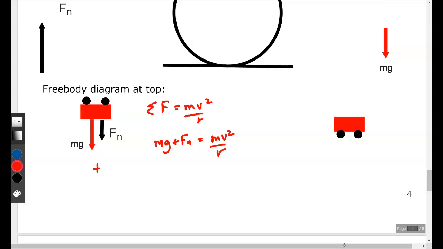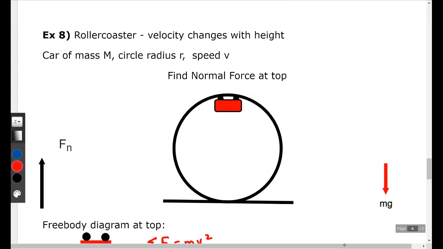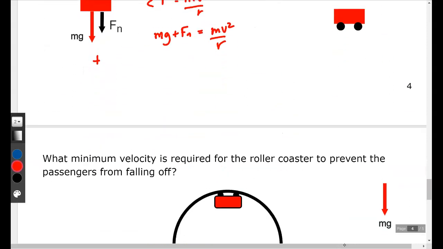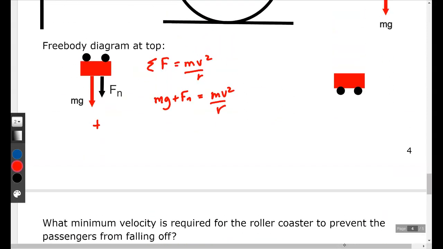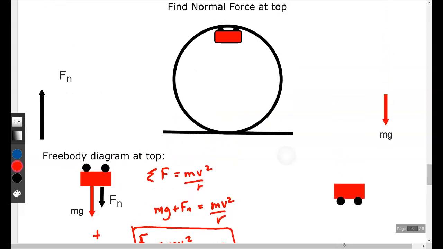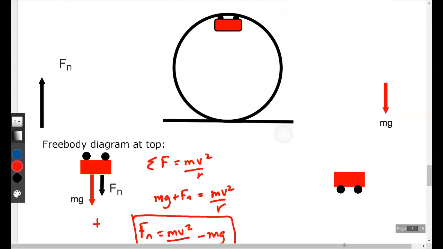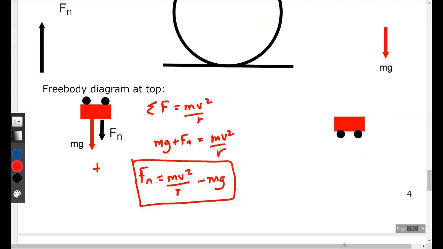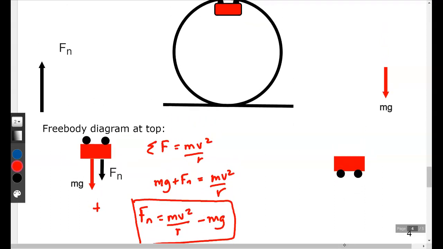What are we even solving for? Let's see. Find the normal force at the top. So the normal force at the top is the centripetal force, the force that's causing it to go in a circle, minus the weight force. The normal force at the top was helped by the weight force. So it's less at the top, and you could expect that on a roller coaster ride, wouldn't you? And it's greater at the bottom. Just like the other example, the normal force is going to be greater at the bottom.